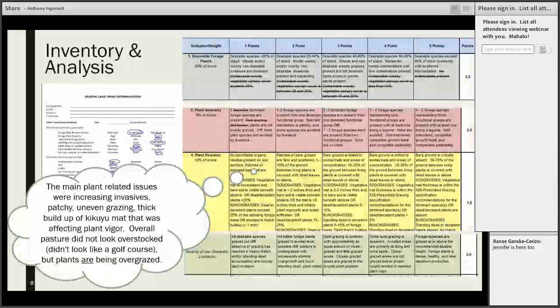All right, so as we start looking at our data and considering what we see in the field, we can pretty much conclude that the main plant-related issues are the increasing invasive species, the fireweed, and the patchy, uneven grazing. We got a real thick kikuyu grass mat built up across most of the pasture, except where it's being really heavily grazed, and both things are affecting plant vigor. Overall, though, we noticed, it didn't quite look overstocked. We certainly weren't walking around on a golf course. There was a lot of untouched grass, but it was also obvious that there are plants that are being overgrazed.